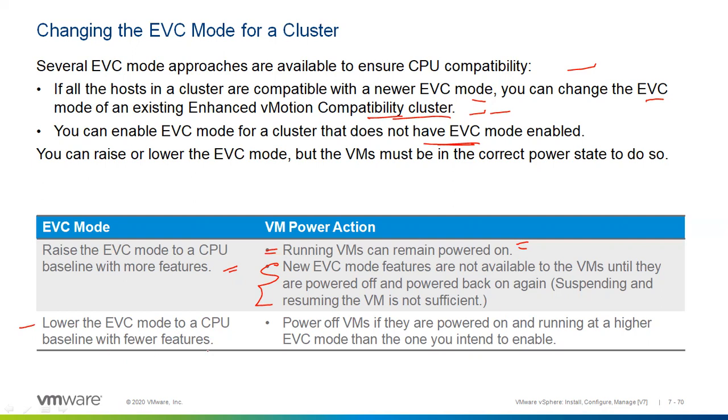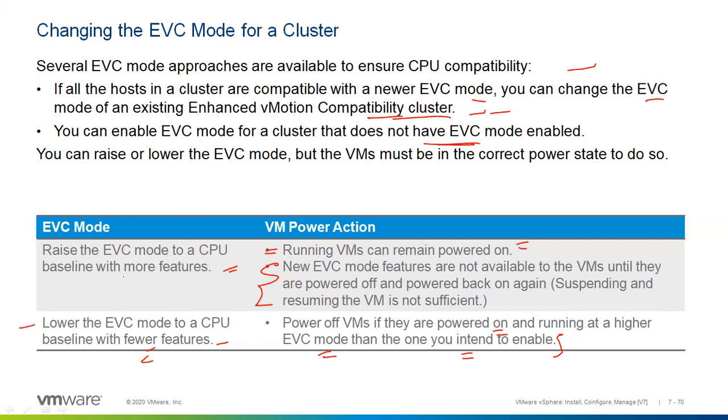Lower the EVC mode to a CPU baseline with fewer features. So VMs, if they are powered on and running at a higher EVC mode than you intend to be enabled, then you have to power off your VM and power it on again later. What do you understand by higher? For example, today I bring a CPU of Gen 1 and tomorrow I bring a CPU of Gen 2. So this is for fewer. Fewer means less features. So with less features also, you have to power off and then power on.